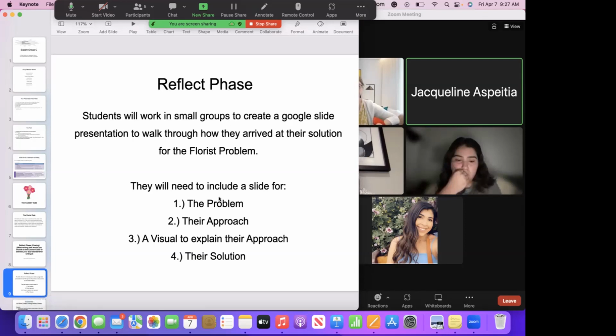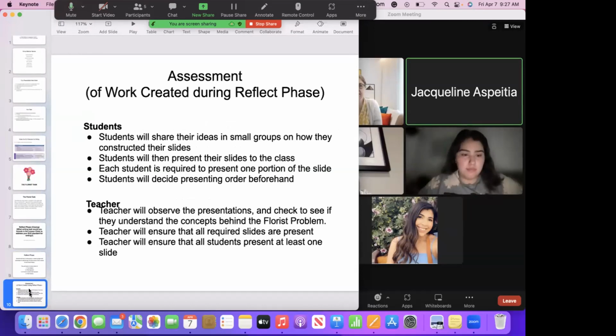So first, they will need a slide for the problem, their approach, a visual to explain their approach, and then their solution. So they're going to be working in small groups to create this slide. And then for our closing, we put for assessments, students will share their ideas in small groups on how they constructed their slides. Students will then present their slides to the class. Each student is required to present one portion of the slide, and students will decide presenting order beforehand.